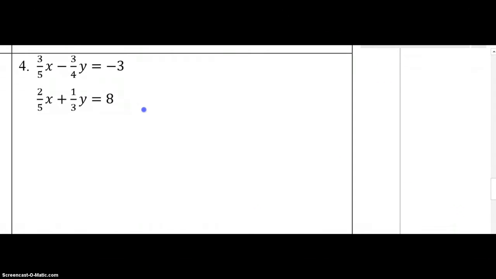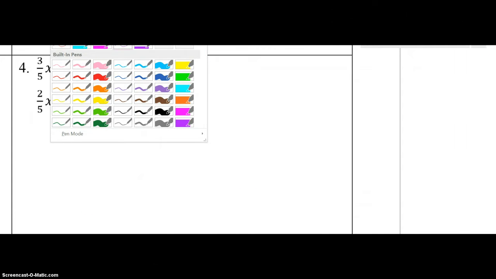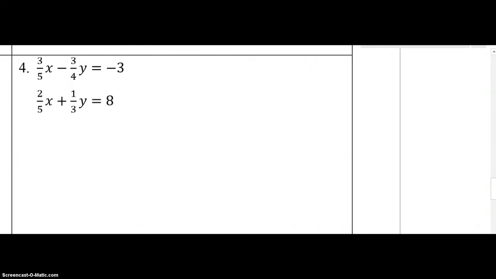Okay, this is different from second and third hour. They got rid of x, so let's get rid of y this time. All right, I'm going to change my pen real quick. I'm going to go to a little bit thicker so you guys can see what I'm doing here.